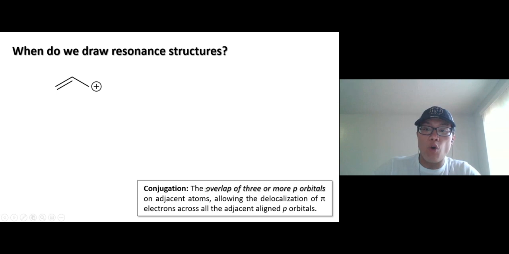Conjugation is the overlap of 3 or more p orbitals on adjacent atoms. Adjacent means next to each other. For example, this carbon is adjacent to this carbon, and it is also adjacent to a carbocation. So conjugation is the overlap of 3 or more p orbitals that are next to each other.